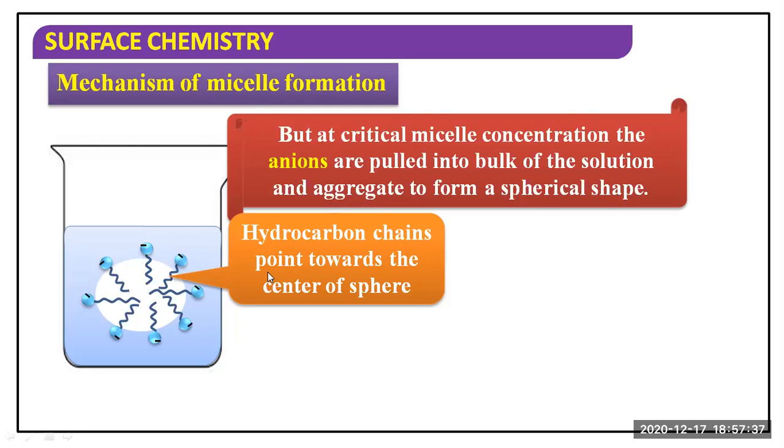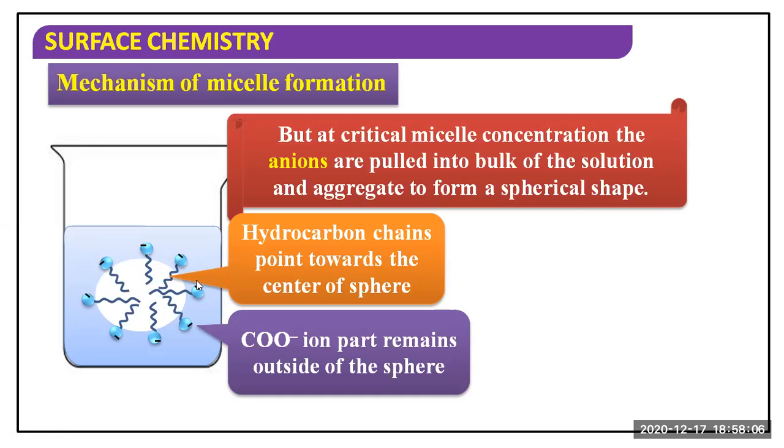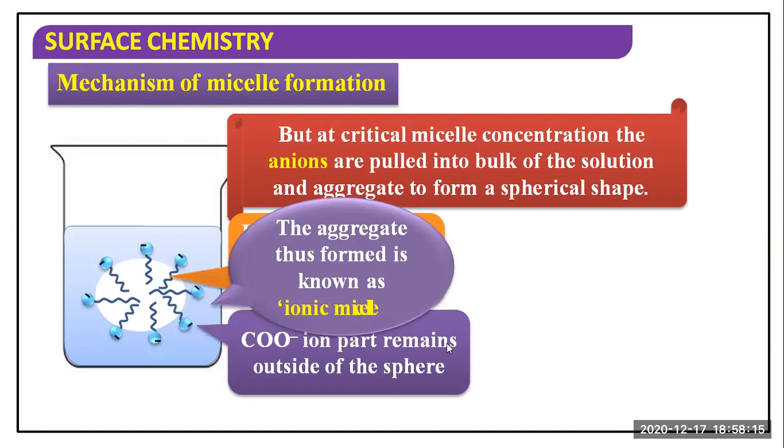So hydrocarbon chains point towards the center of the sphere. So this sphere contains this white portion. This white portion is actually dirt particle, and it will aggregate. Okay, and will form a micelle which will be large in size, then this dirt particle will be removed from our dress. And this negative part, the COO minus ion part, remains outside of the sphere. The aggregate thus formed is known as ionic micelle.